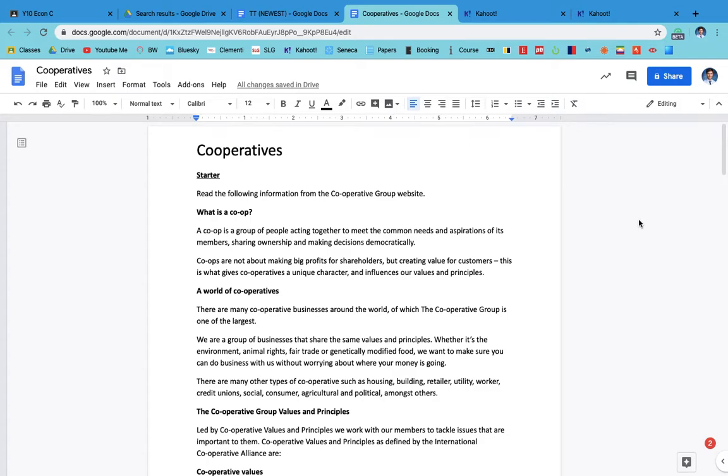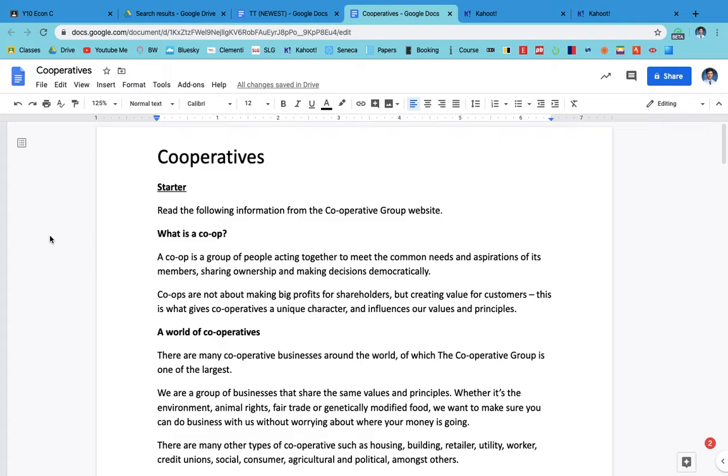There is, in fact, a fifth, which is a little bit different, which is why we've separated it out. There is a fifth business structure, and we call these cooperatives. What we're going to look at today is cooperatives, how they work, what they are, how they're different to a traditional private company, and the good points and bad points of them, obviously.